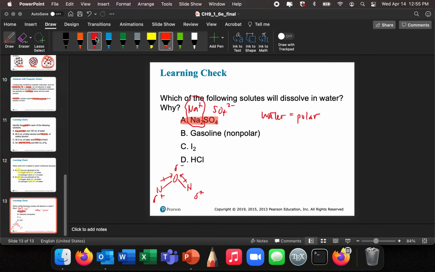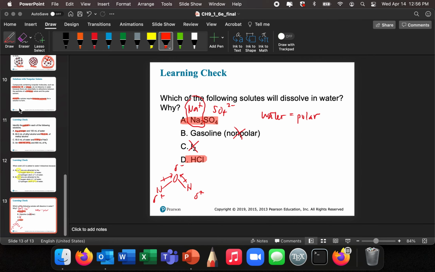What about gasoline? So again, you're reminded that gasoline here is nonpolar, so it is not going to dissolve in water because water is polar. What about iodine? Iodine's not polar because there's no polar bonds in it, right? So it's not going to dissolve in water. But HCl, it will dissolve in water because the HCl bond is a polar bond. HCl, hydrochloric acid, is polar.